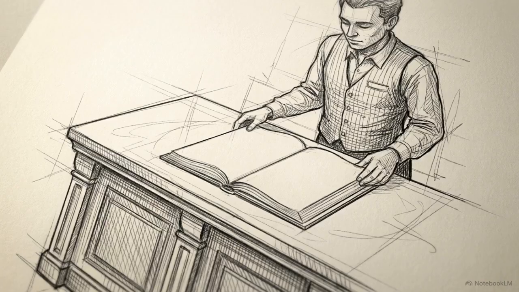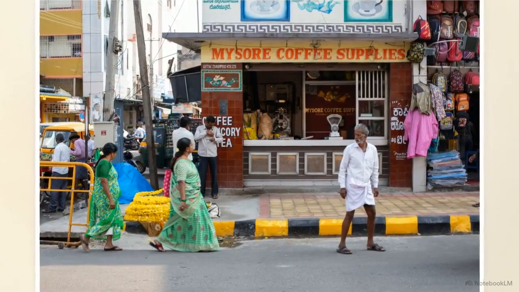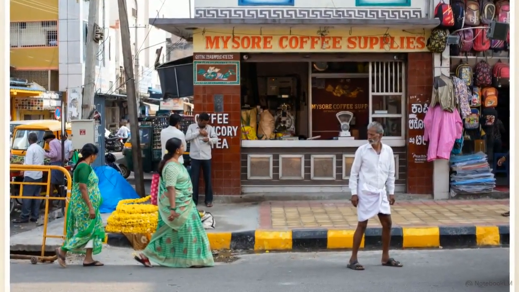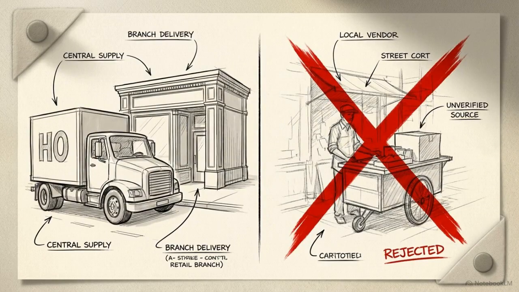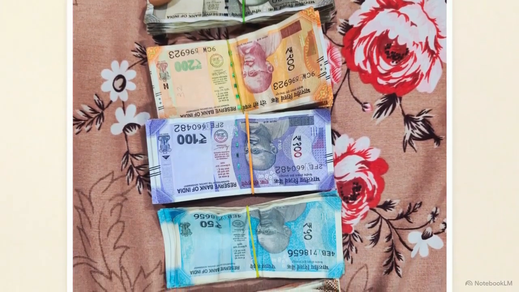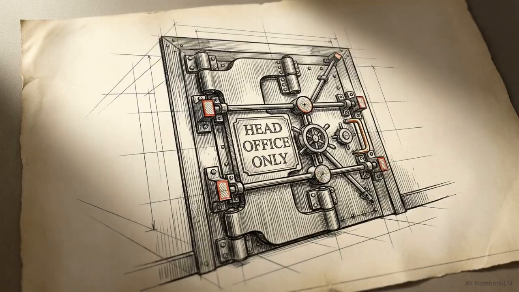The staff on location maintain no double-entry ledgers. They are entirely reliant on a centralized supply chain. Every unit of inventory must be shipped directly from the head office, and local branch managers are strictly prohibited from procuring goods from third-party suppliers. The financial tether is equally rigid. All daily cash collections from sales must be deposited directly into a bank account controlled entirely by the head office.